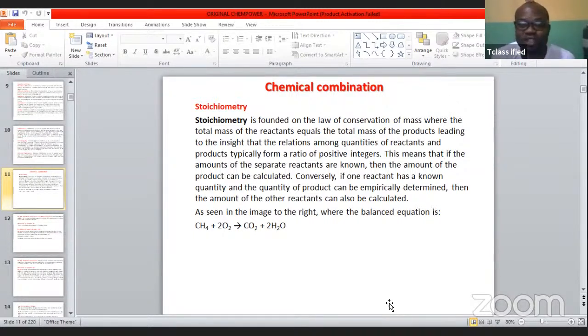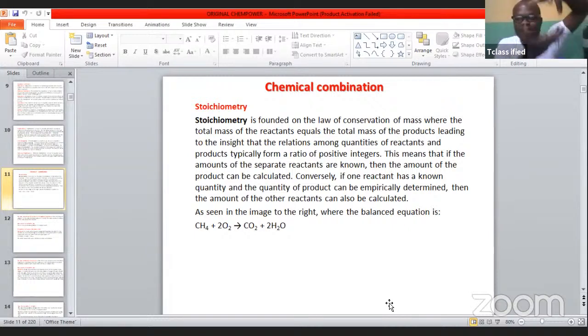Okay, so stoichiometry is founded on the law of conservation of mass, where the total mass of the reactants equals the total mass of the products, leading to the insight that the relations among quantities of reactants and products typically form a ratio of positive integers. Okay, so in stoichiometry, you try to balance the number of moles of the reactants with that of the products. That's what stoichiometry does. And stoichiometry is founded on the law of conservation of mass that says that mass of matter is neither created nor destroyed in the course of a chemical reaction.